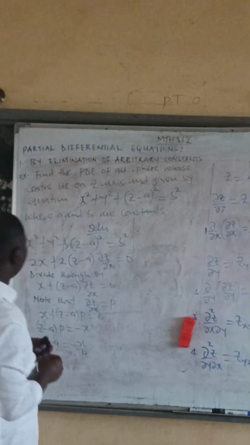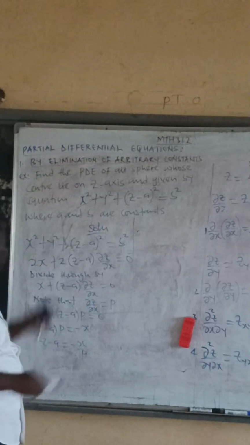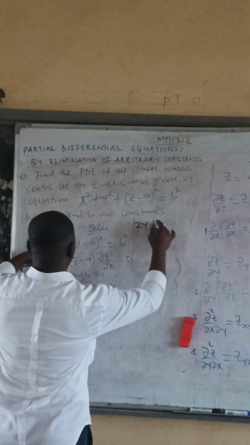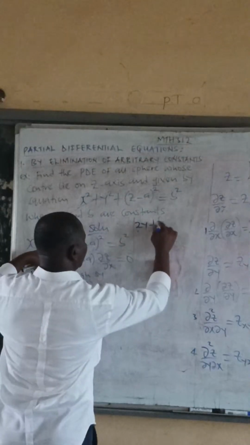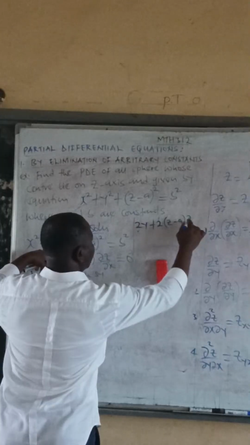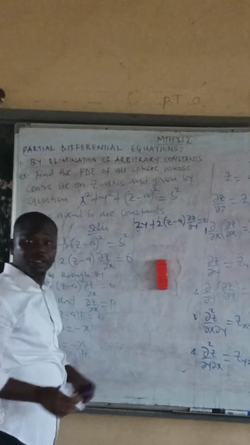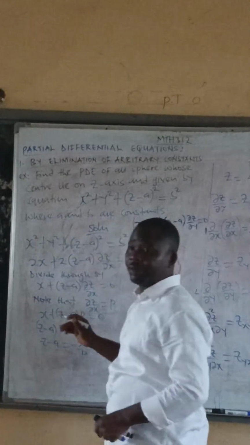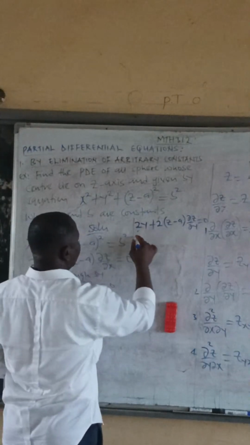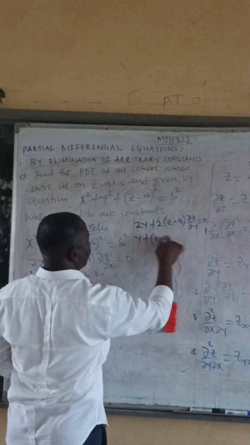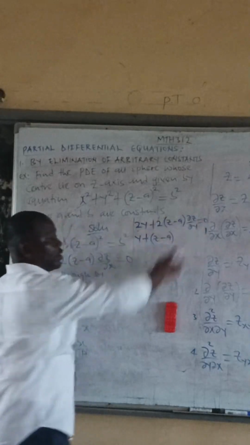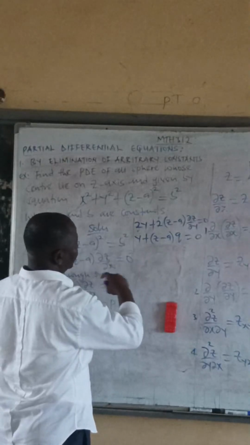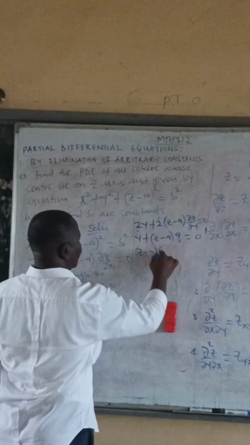Then let us consider this other one. We differentiate with respect to y. If we do that, here will be 2y plus 2(z minus a) partial z over partial y equals 0. If we divide by 2, we are left with y plus (z minus a) partial z over partial y. What is partial z over partial y? q. So here will be q equals 0.